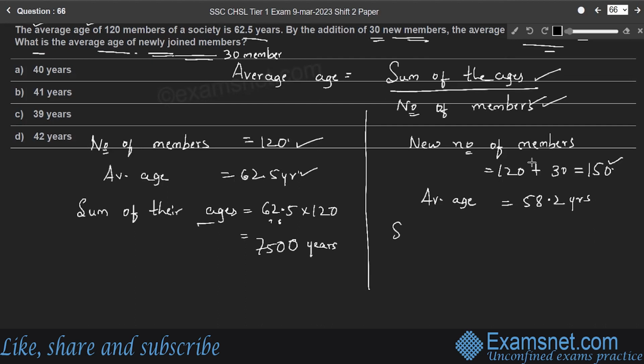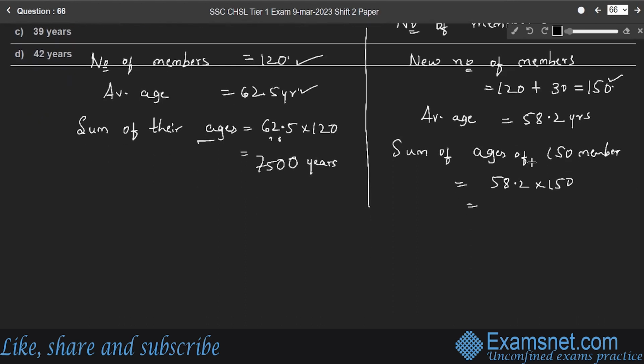So the sum of the ages of 150 members is equal to their average age 58.2 into 150. So you will get 8,730 years as the sum of the ages of 150 members.